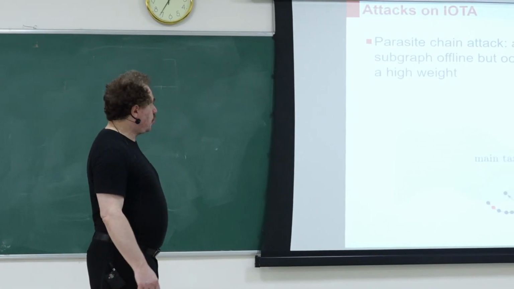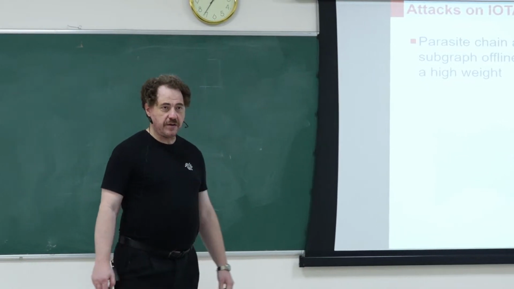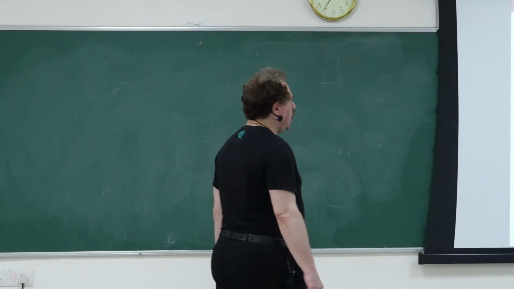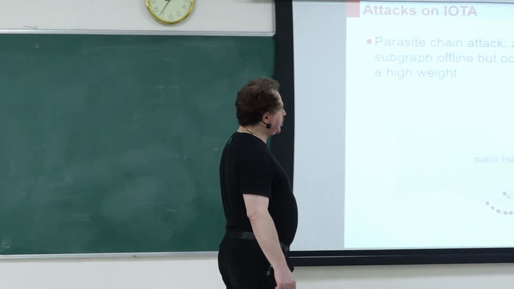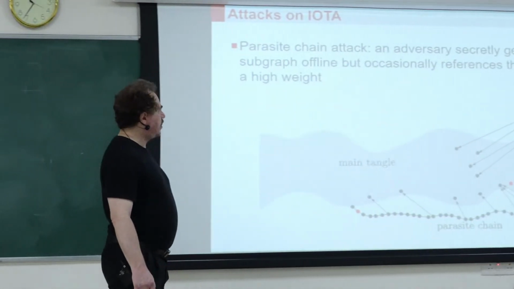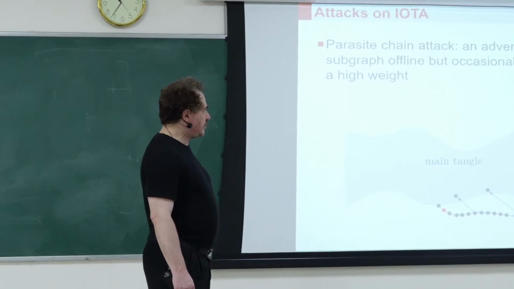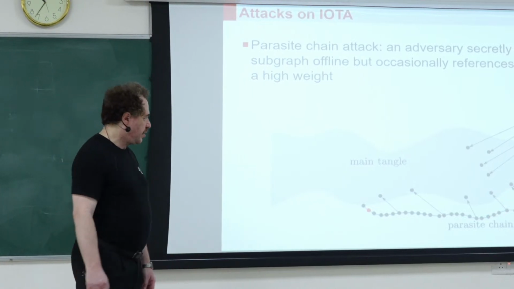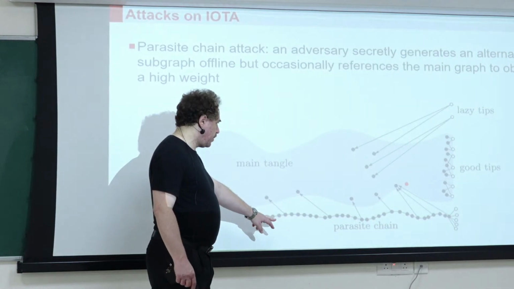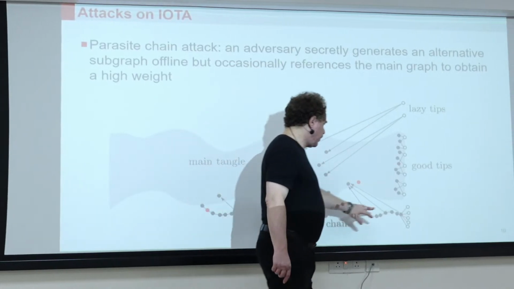What about attacks on IOTA? There are quite interesting attacks on IOTA, I would say. The first one is called parasite chain attack. An adversary secretly generates an alternative subgraph offline, but occasionally references the main graph to obtain a higher weight. So you see the illustration here. This is a parasite chain, and this is the main tangle. So the parasite chain is never confirmed for the time being.